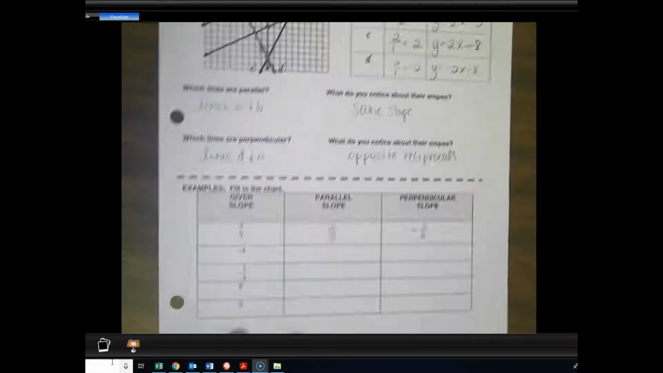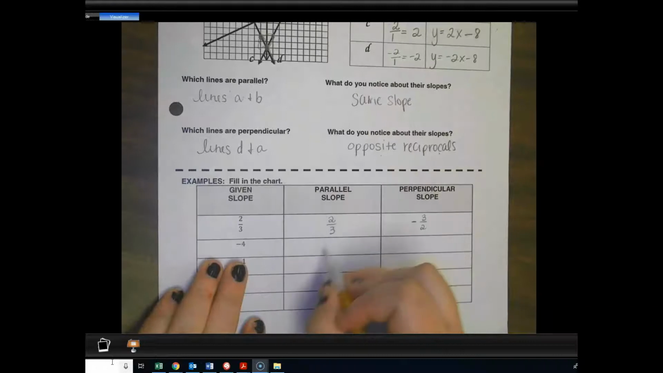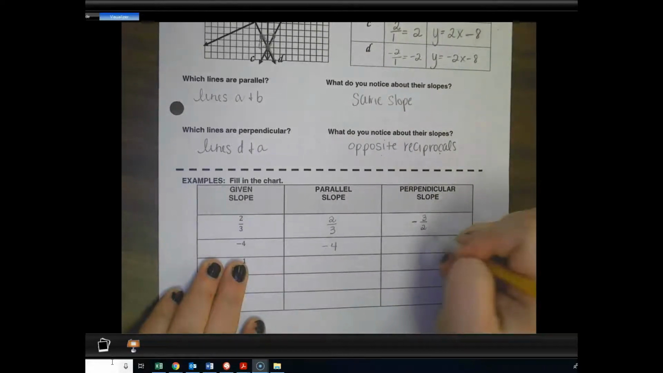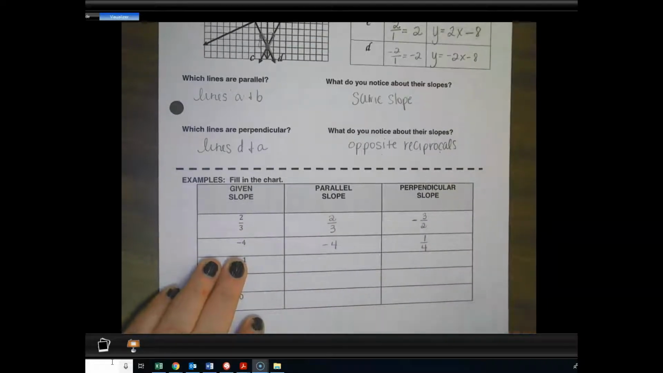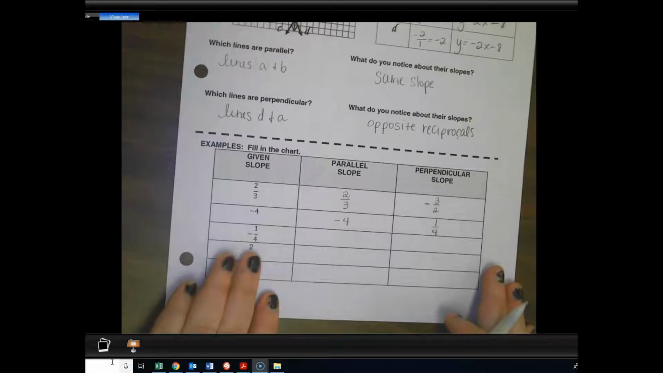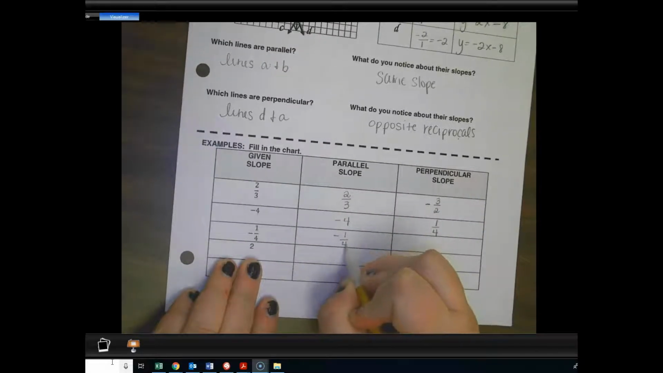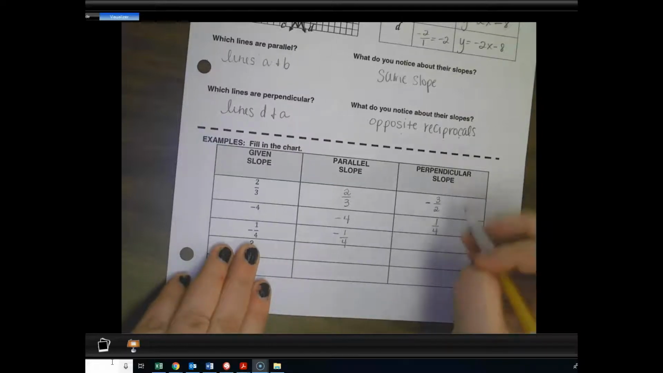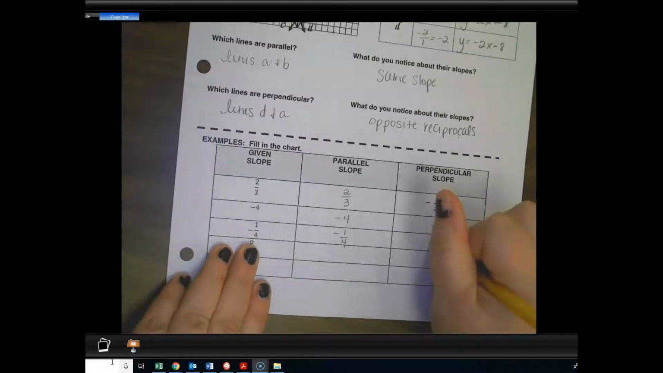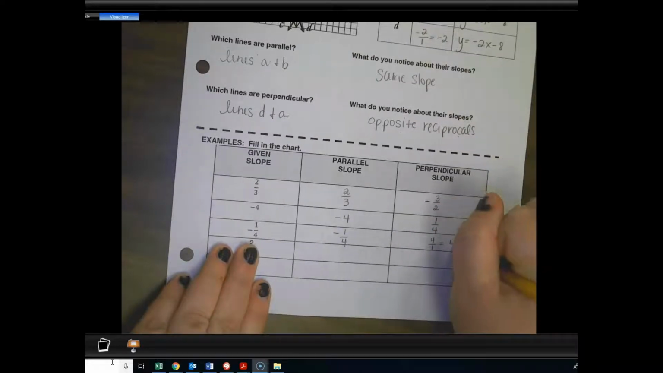Parallel have the same slope, so we'll have a slope of -4. Perpendicular is going to be the reciprocal. Reciprocal of 4 is 1 over 4. And it was a negative, and it's now going to be a positive because I want its opposite. Parallel slope is going to be the same slope. Perpendicular is going to be the reciprocal, so 4 over 1. And it was negative, it's going to be positive. 4 over 1 equals 4.